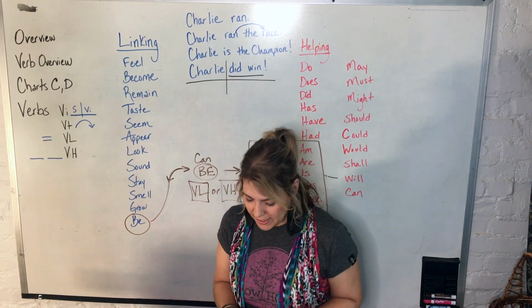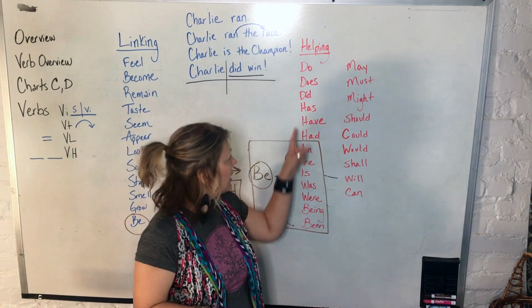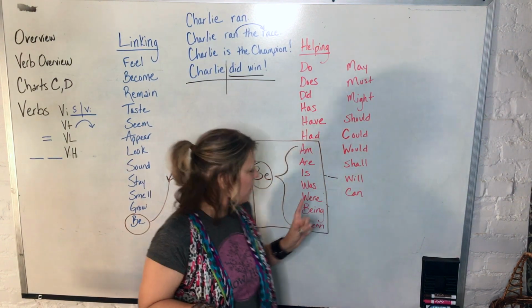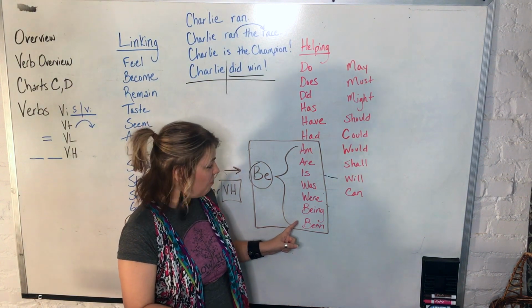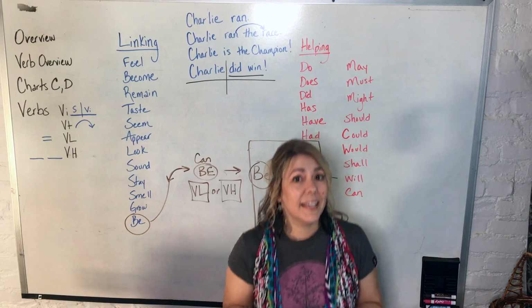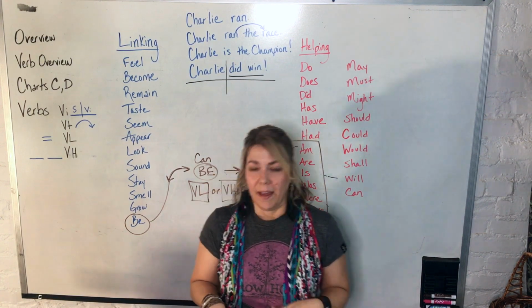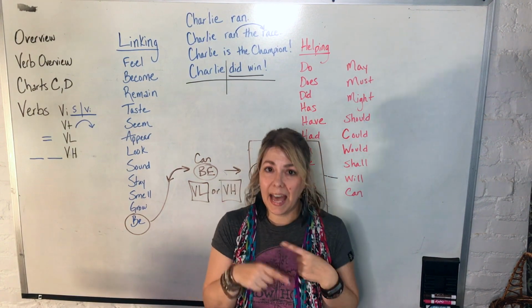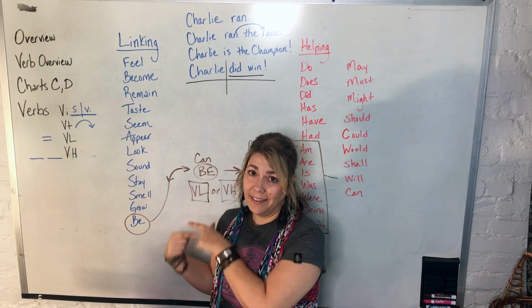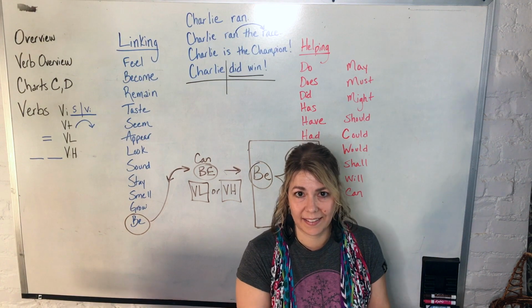This perfect progressive has to have one of these, present, past, or future, and it's going to have been. This is the only one that's going to have been, and then it's going to stay in the present participles. That means you can have ing. So check this out. Here we go. I have been talking. I had been talking. I will have been talking.